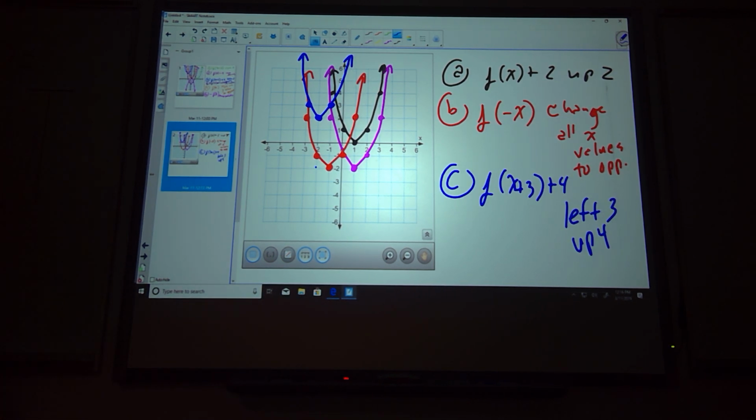So just a front side of notes today. That's all we got.